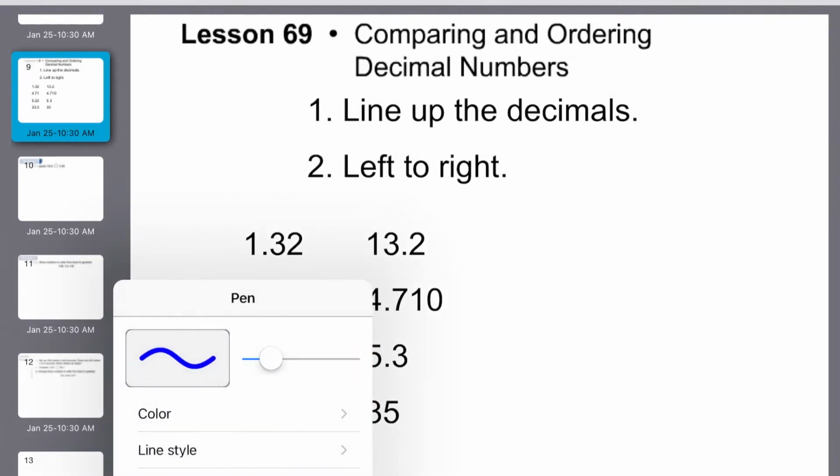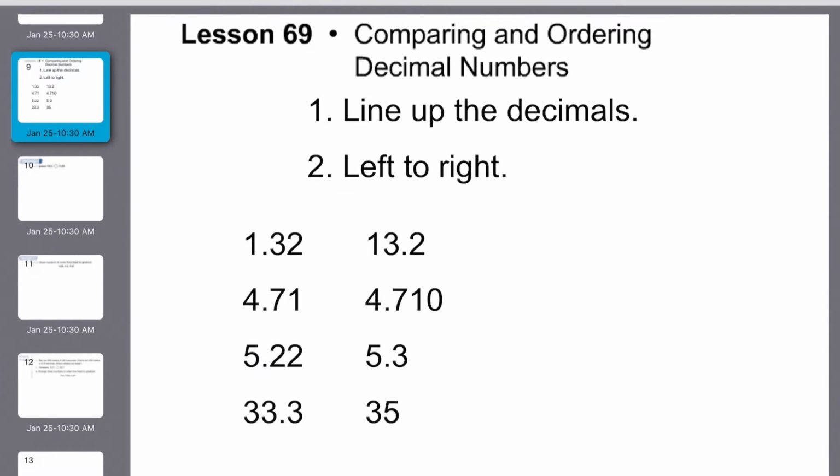All right, we have lesson 69, comparing and ordering decimal numbers. So there's two steps when determining the order of decimal numbers, or which is greater than the others. You line up the decimals. So you can see here, the decimals are not all lined up here. First step you need to do is line them up.